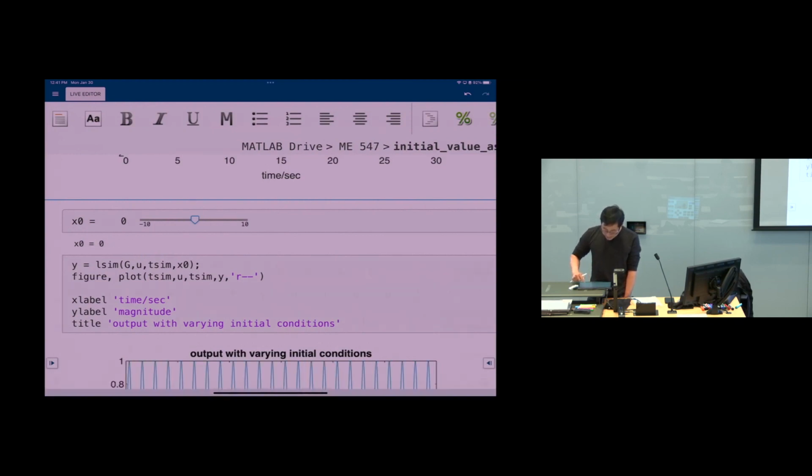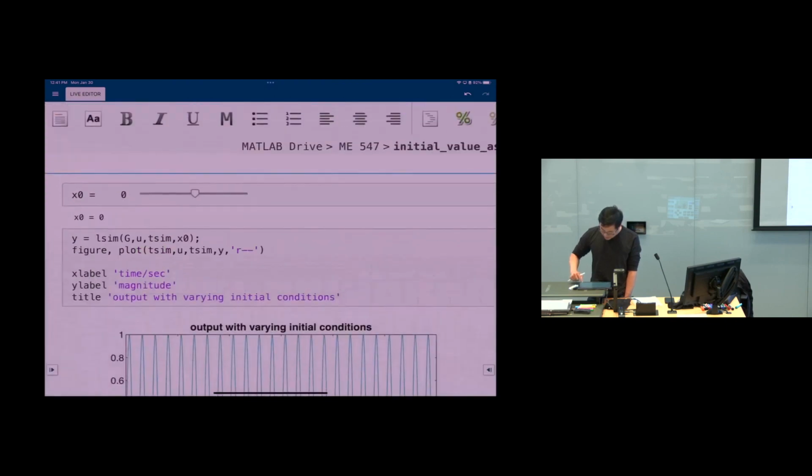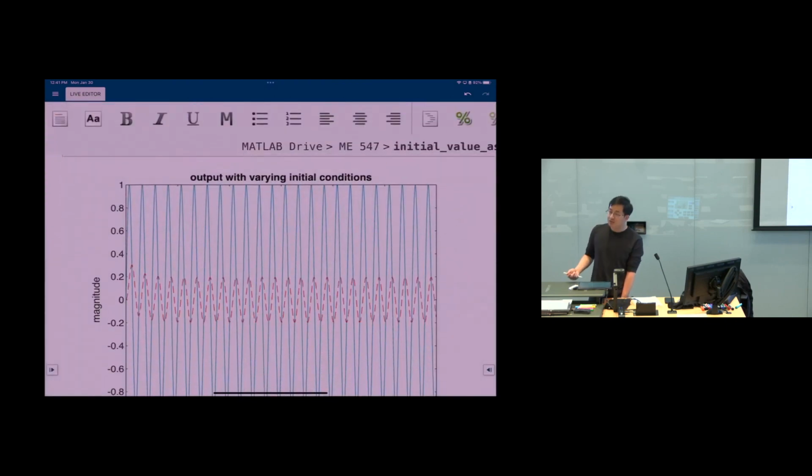So even if I set the initial condition to be 0, you can see the output actually still has some transient, right? Even if it starts at 0, it's not a pure sinusoidal at the beginning. It has this transient response. So that verifies that even if you have 0 initial condition, you can have a transient response.